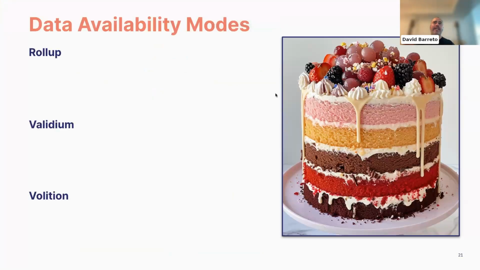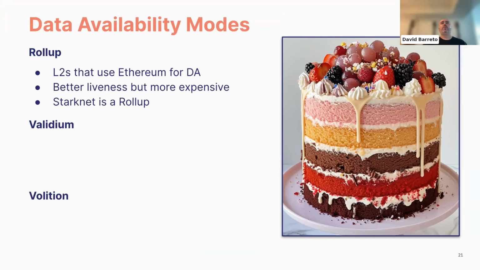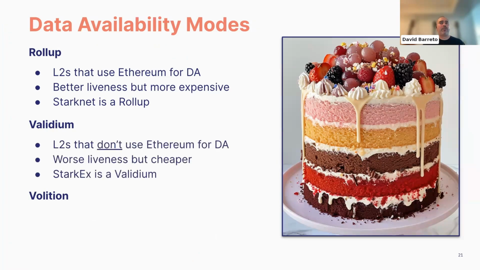There are 3 types of rollup modes, and this is in general, not only for Starknet. You have the rollup mode, which is L2s that use Ethereum for data availability. That is what Starknet is doing today using blobs. You get better liveness, but it's more expensive, and Starknet is a rollup. Some systems are called validiums, which basically don't use Ethereum for data availability. It's less liveness, but it's cheaper. An example of a validium could be StarkEx. Although with StarkEx, you can also choose if you want to use it as a rollup.